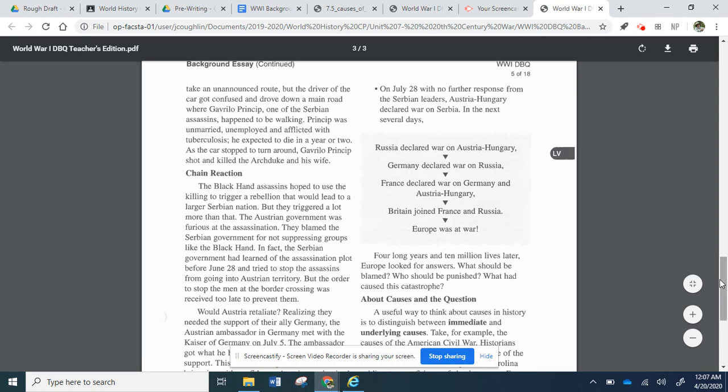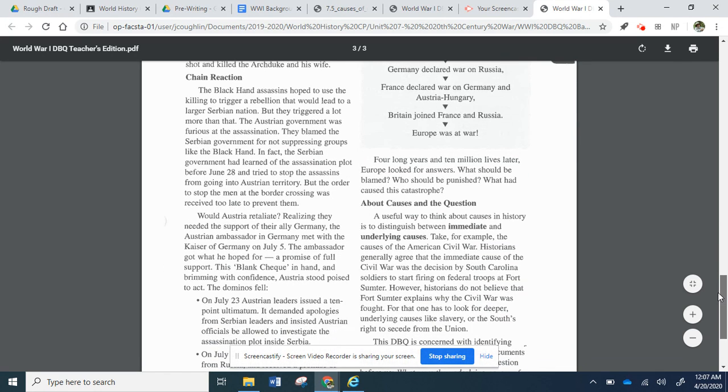In the next several days, Russia declared war on Austria-Hungary. Germany declared war on Russia. France declared war on Germany and Austria-Hungary. Britain joined France and Russia. Europe was at war. Four long years and 10 million lives later, Europe looked for answers. What should be blamed? Who should be punished? What had caused this catastrophe?